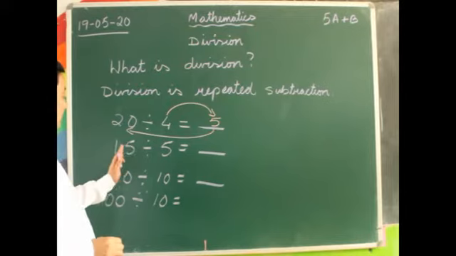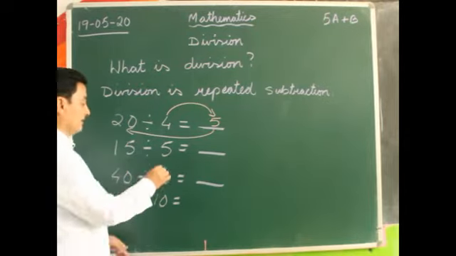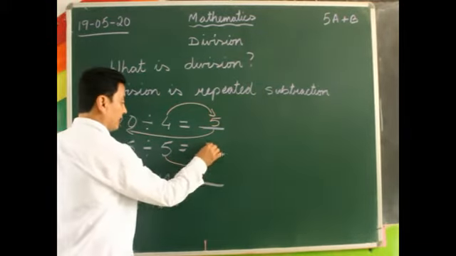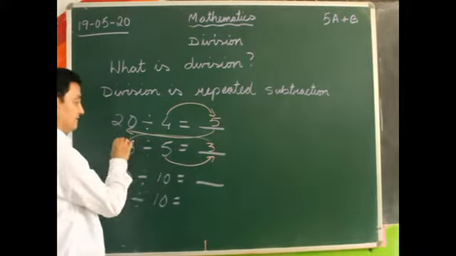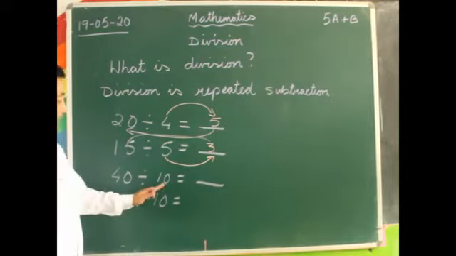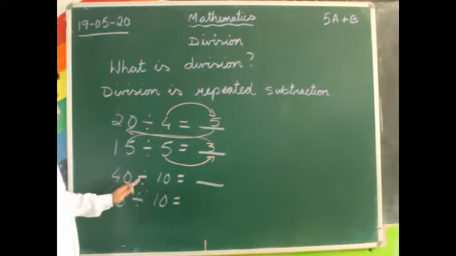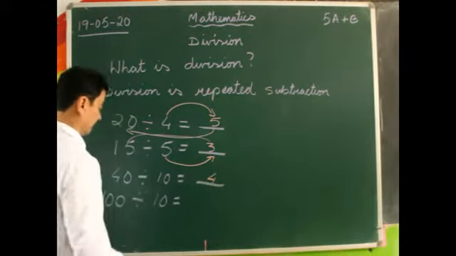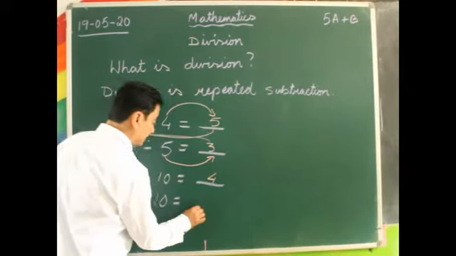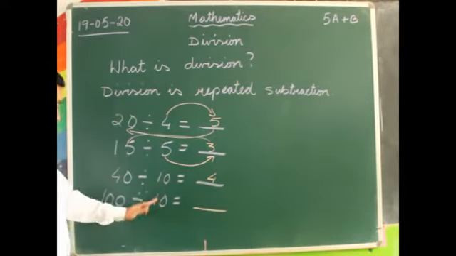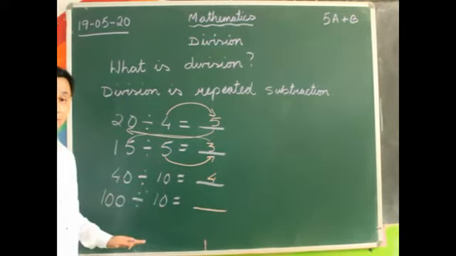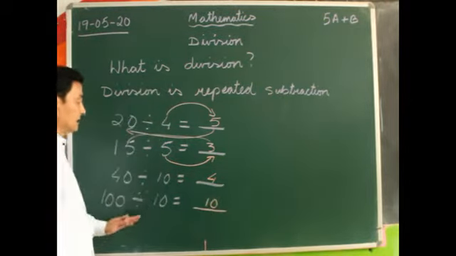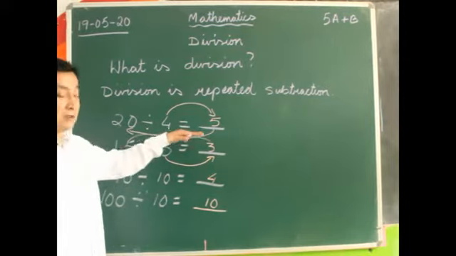Okay, so 15 divided by 5. 5 goes into 15 how many times? 3 times. And you get your answer. 5 threes are 15. 10 goes into 40 how many times? 10 fours are 40. 100 divided by 10. 10 goes into 100 how many times? 10 tens are 100. So that's how we divide in a horizontal way.